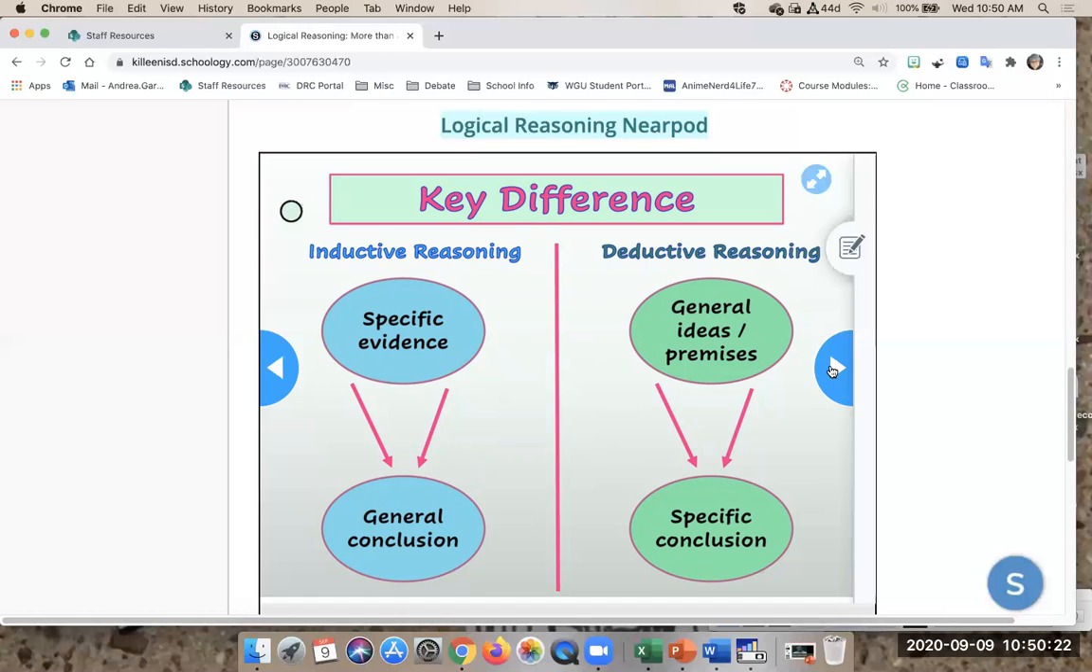This is used a lot of times in science, right? We take certain evidence and then we come up with our conclusion. For deductive, we take general ideas or premises, so it's broader, and come up with a very specific conclusion. Okay, so you see the difference? One goes from specific to general, the other one goes from general to specific. Okay, you might get the terminology mixed up every once in a while, but I do want you to know the key difference, okay? Any questions? Yes, no, maybe so? All right, cool.